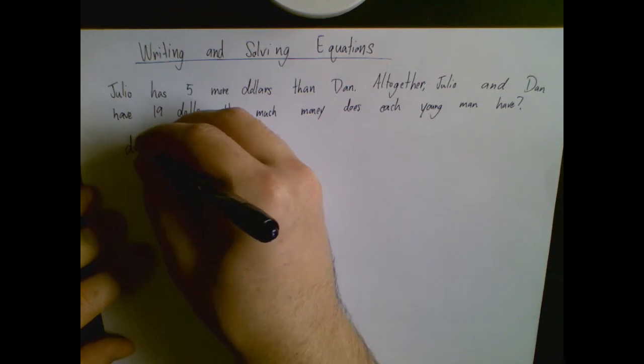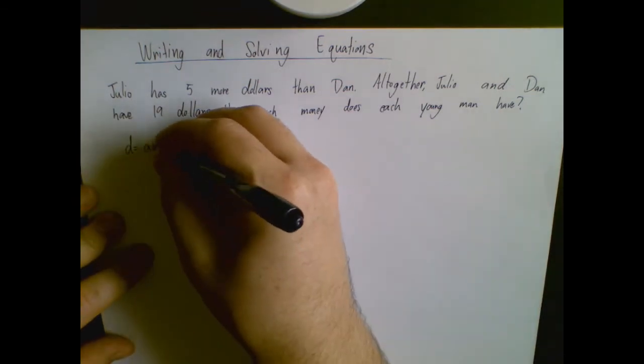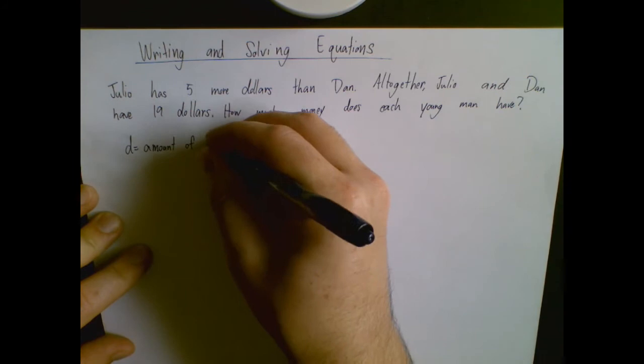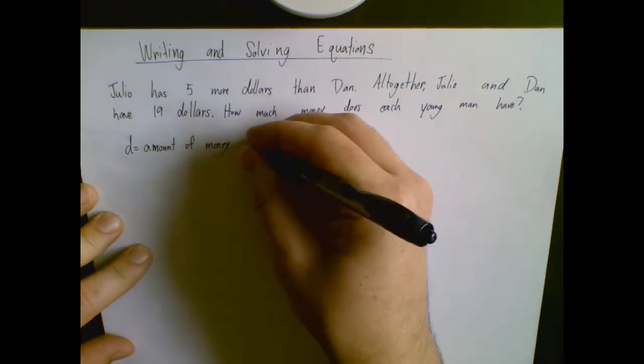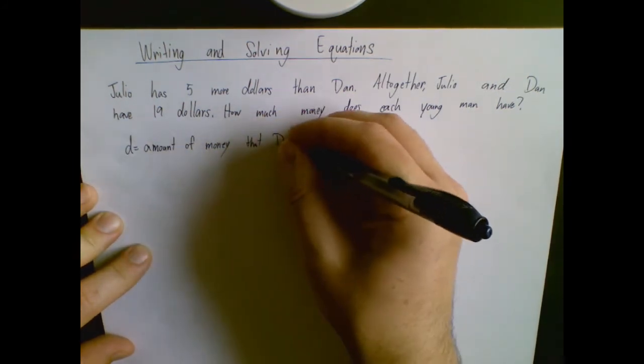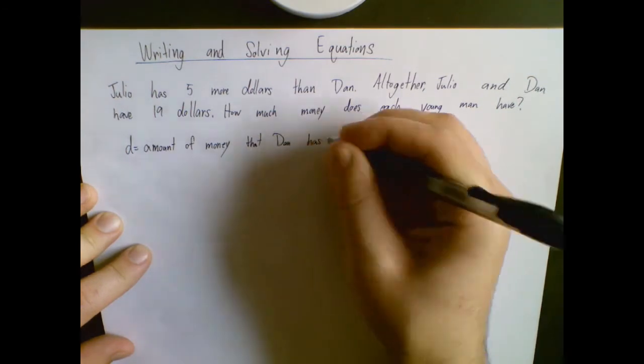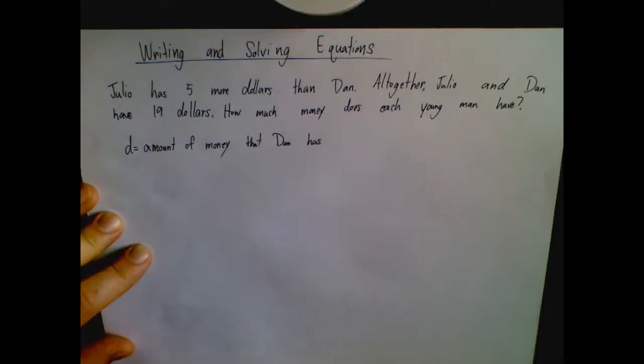So I'm going to say D is the amount of money that Dan has. And sometimes it'll tell you in the problem which one to use. Sometimes it won't. You'll have to pick. But usually it's pretty obvious which two things you're going between. You just have to pick one. So in this case, Dan or Julio.